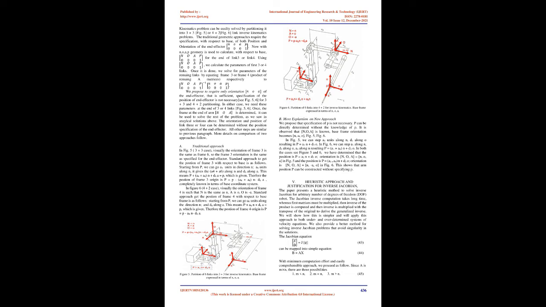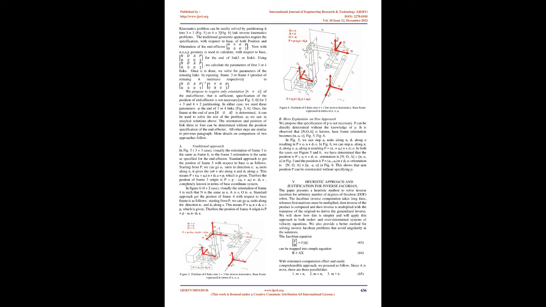Once it is done, we solve for the parameters of the remaining links by equating frame 3 or frame 4, product of remaining matrices, respectively to 0001-1, 0001. We propose to require only the orientation of the end effector, that is sufficient. Specification of the position of the end effector is not necessary. See Fig 5, 6 for 3 plus 3 and 4 plus 2 partitioning. In either case, we need these parameters at the end of 3 or 4 links.